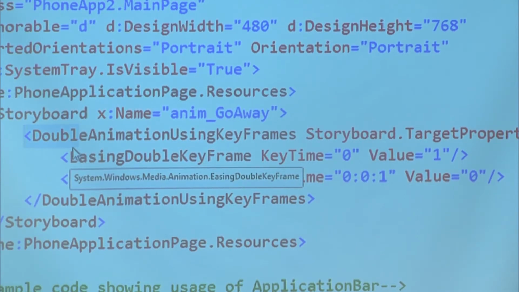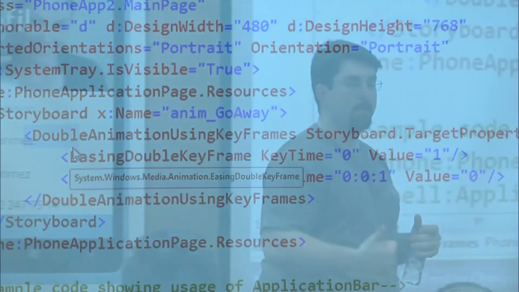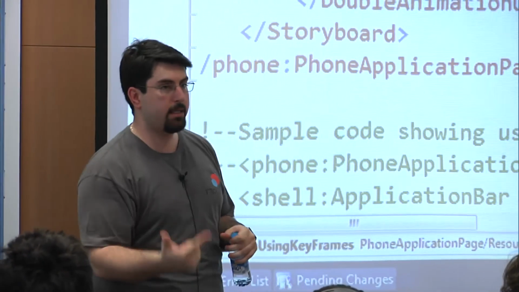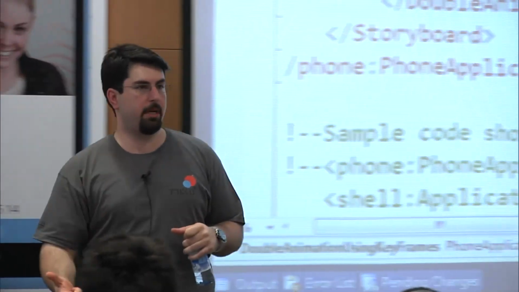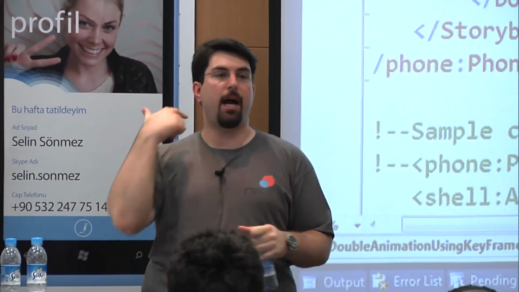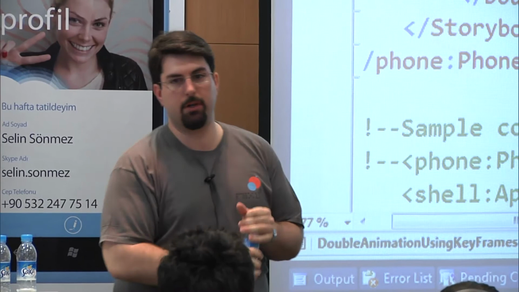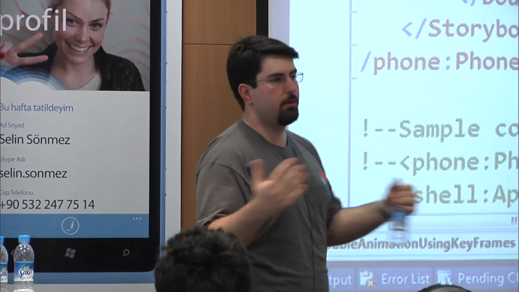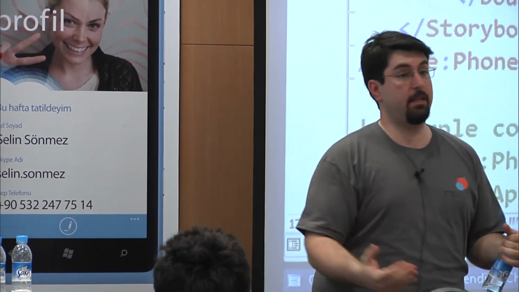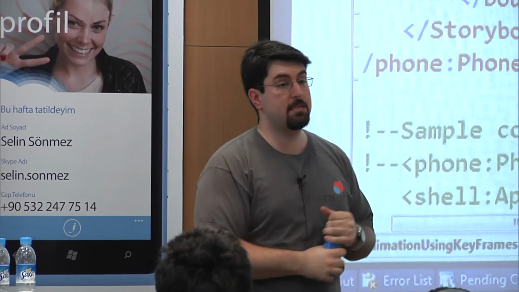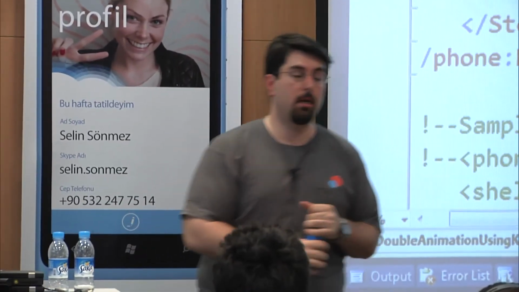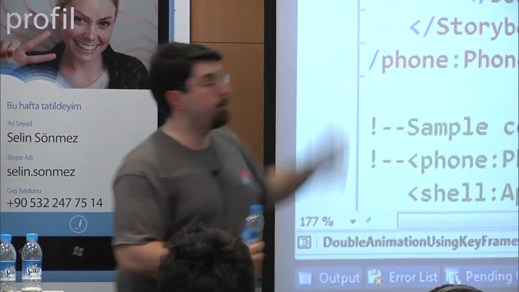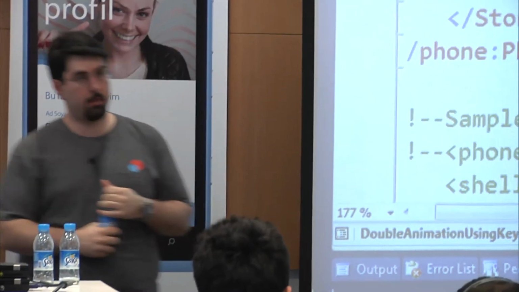So in this case, we got double animations. We got point animations. If you got a property of type point, then you start using the point animations, okay? We got color animations. If you got a property type color, the way that you calculate the differences between 2 colors will be different than calculating the differences between 2 double objects. So that's why we need different objects while creating storyboards, okay?